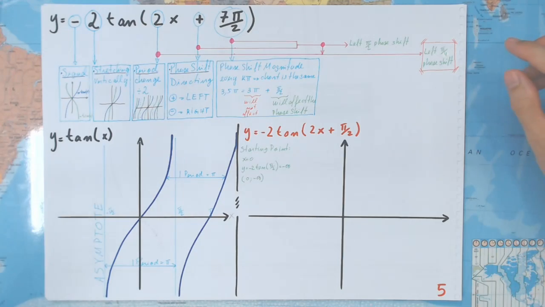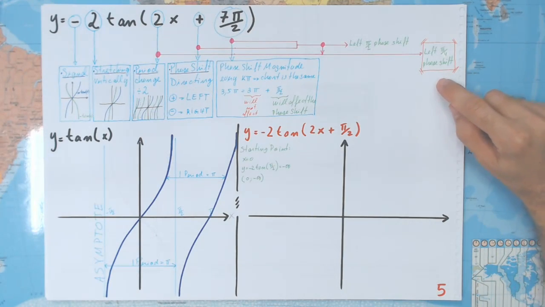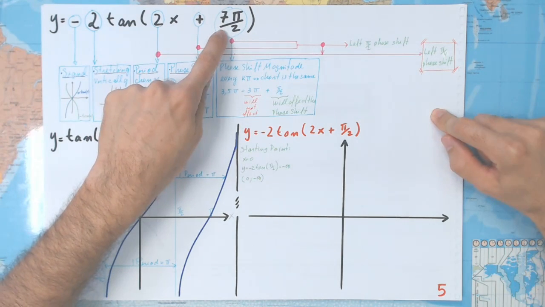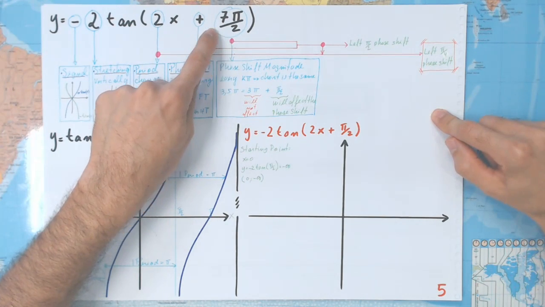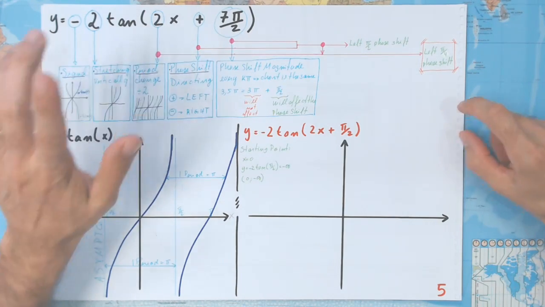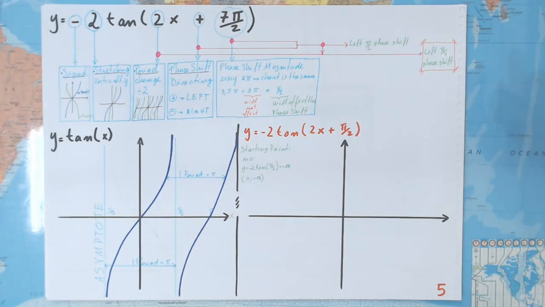So what is the final phase shift we have to consider? We have to consider those three pieces of information: the pi over 2, the left pi over 2, and now pi over 4. And this is our left phase shift. Good. Now let's start trying to chart it.